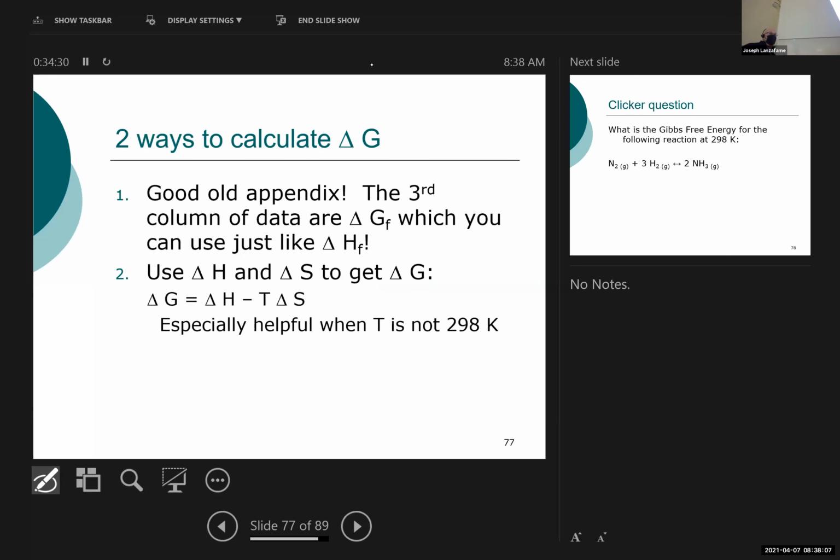I could also calculate delta G from the delta H's and delta S's separately using my little Gibbs free energy expression, right? If I calculate the delta H for the reaction and I calculate the delta S for the reaction, I can calculate the delta G, right? I do this when the temperature is not 298 Kelvin, because I cannot trust the accuracy of those numbers if I'm not at 298 Kelvins.